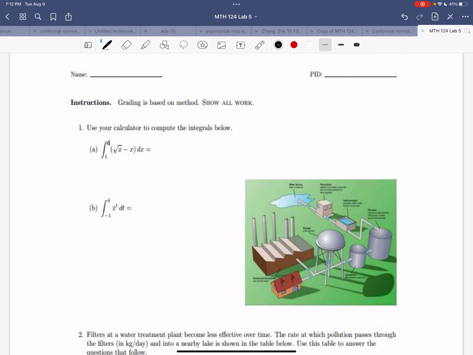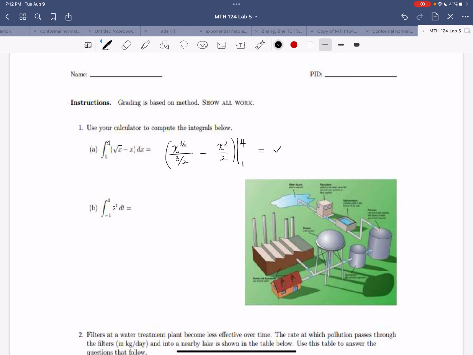Okay, first one, using the power rule for integrals, we get the antiderivative is x to the power 3/2 over 3/2 minus x squared over 2. So we evaluate at these two boundaries, we get the answer. So here you need to evaluate and find a fraction or a decimal for the answer.